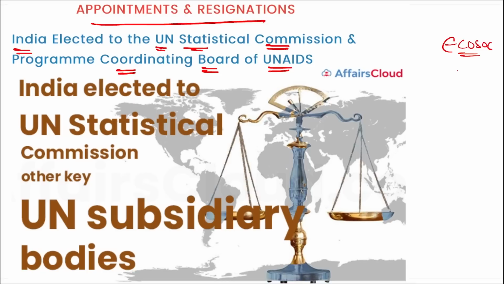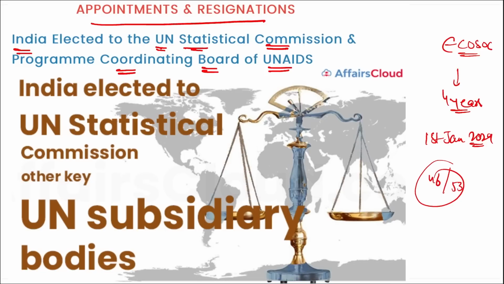And remember, India was elected as a member of the UN Statistical Commission for a period of 4 years, and the term of India will start from 1st of January 2024. India secured 46 out of 53 votes in a secret ballot. India was last a member of the Statistical Commission in 2004, and the country is now returning to the UN statistical body after a gap of 2 decades. Right?